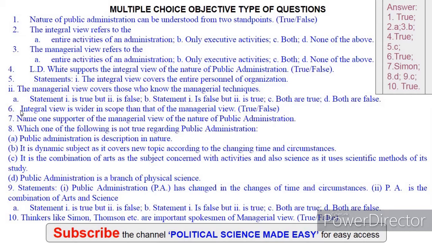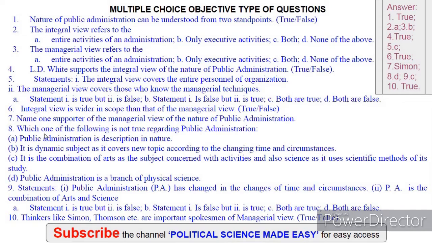Question number six. The integral view is wider in scope than that of the managerial view. Yes, it is true. Number seven, name one supporter of the managerial view of the nature of public administration. Students, you can find so many spokesmen of the managerial view. Here we mention the name of Simon.